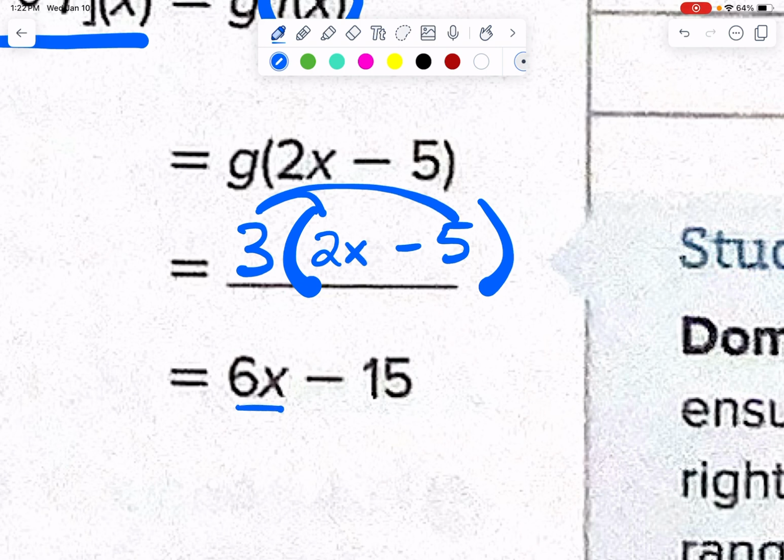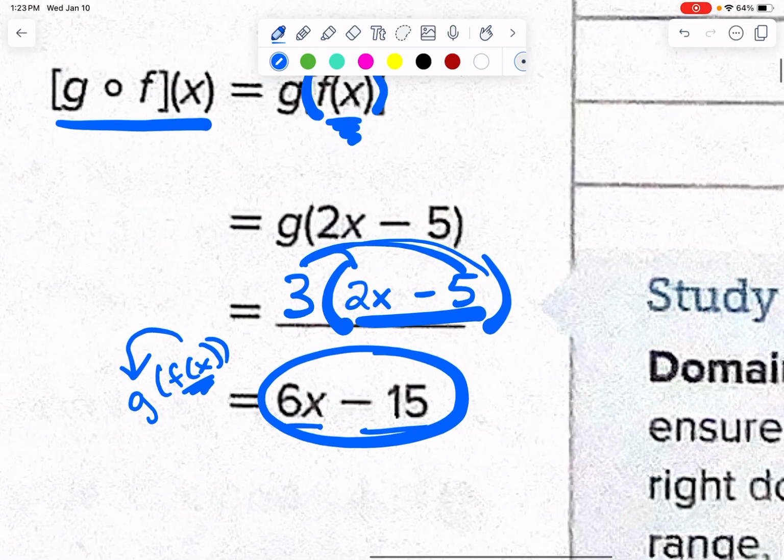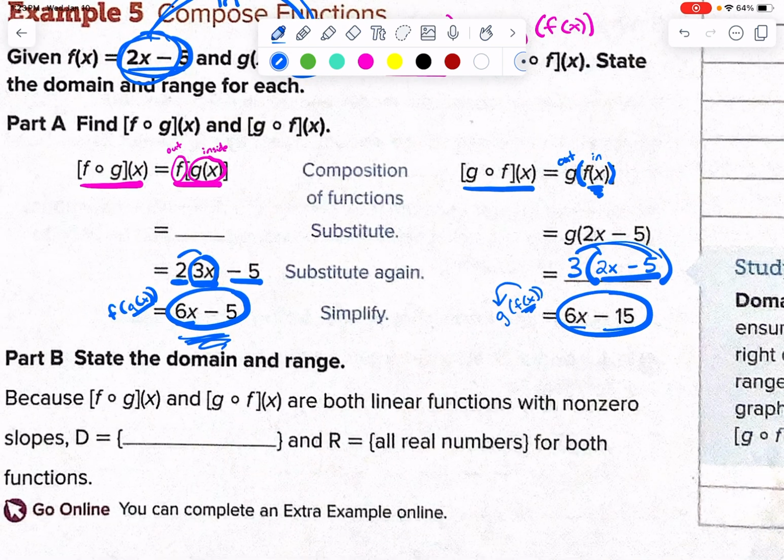3 times 2x is 6x. 3 times negative 5 is negative 15. This is what g composed of f of x is. Okay, this f function went into the g function. Okay, this went into the 3x, and there we end up with 6x minus 15. So altogether very different.